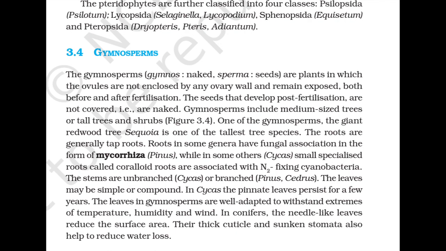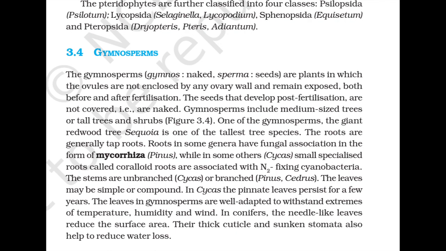3.4 Gymnosperms. The gymnosperms are plants in which the ovules are not enclosed by an ovary wall and remain exposed both before and after fertilization. The seeds that develop post-fertilization are not covered, that is, they are naked. Gymnosperms include medium-sized trees or tall trees and shrubs. One of the gymnosperms, the giant redwood tree Sequoia, is one of the tallest tree species.